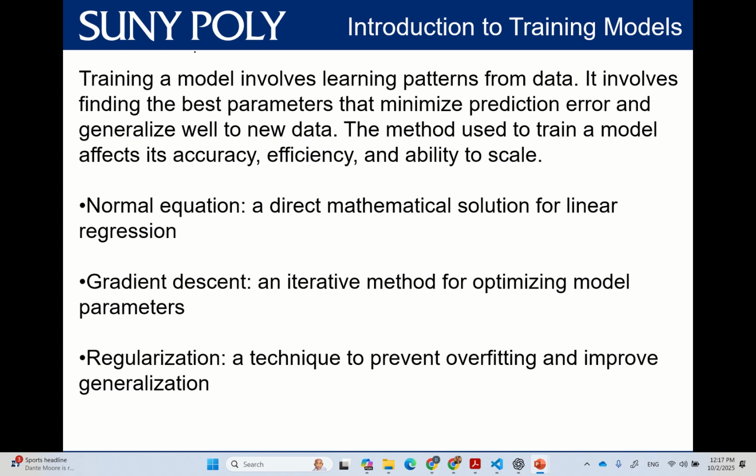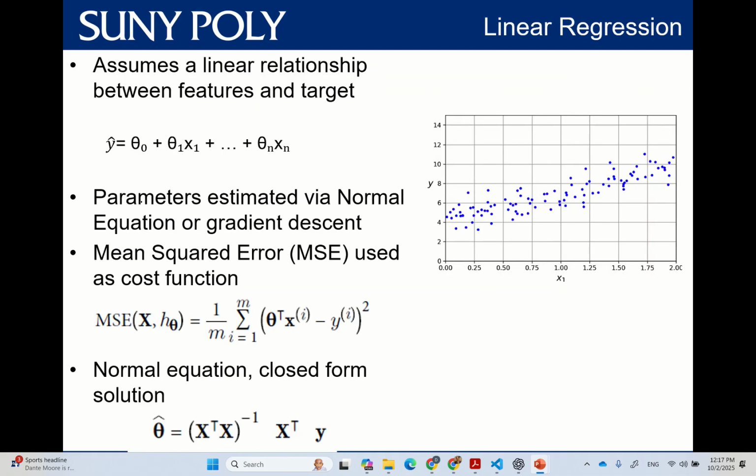Okay, so the training is important because the method that we use will affect the accuracy, the efficiency, and the ability to scale. If we're increasing, let's say, the number of observations to hundreds of thousands or even millions of observations, then it matters which algorithm you're using to train your model. Okay, so let's get started with the basics, with linear regression.